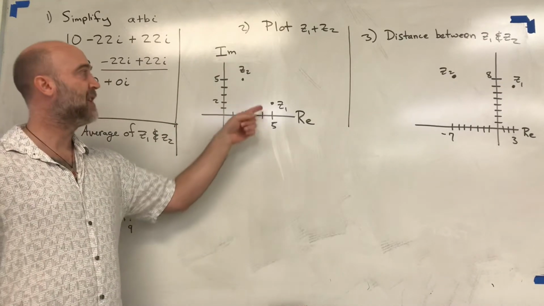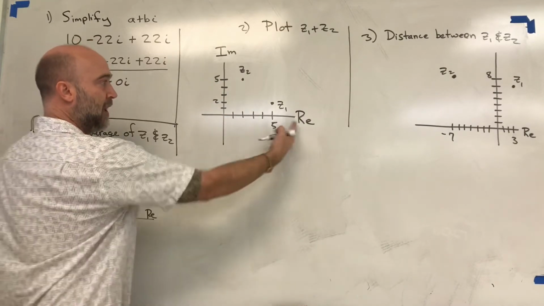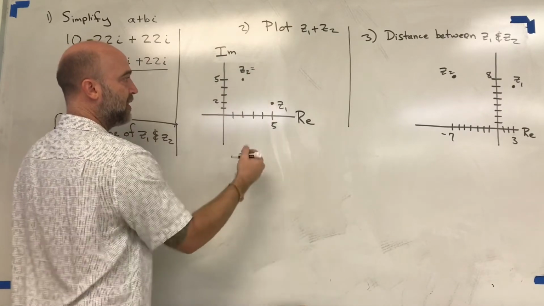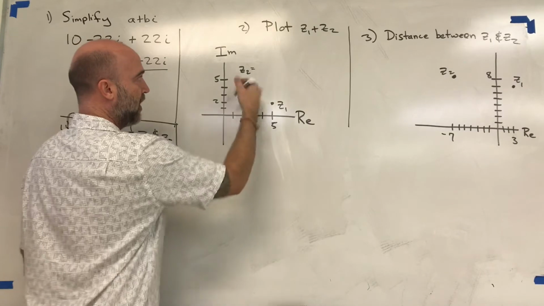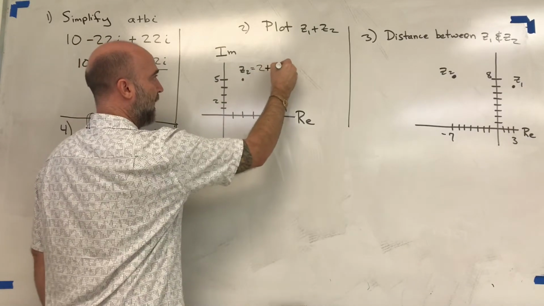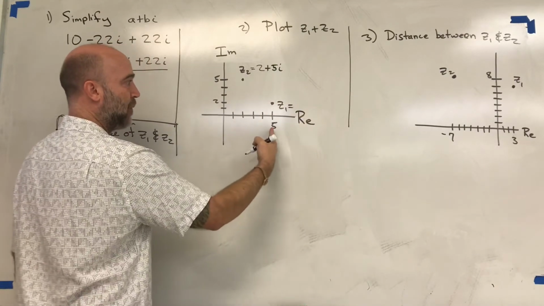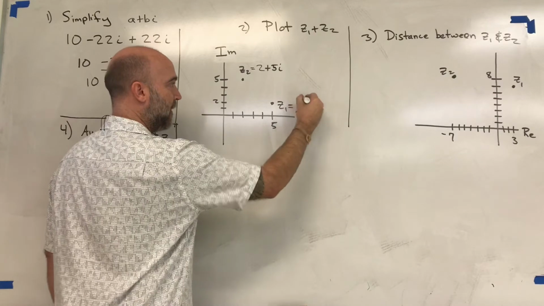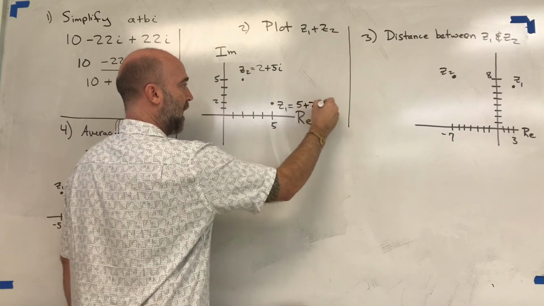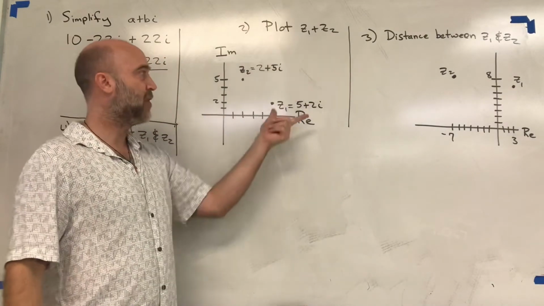Next one, we're asked to plot z1 plus z2. So we need to know what these points are first before we can plot them. So here's our reals, here's our imaginaries. So z2 is going to be, for the real part, it's 2. For the imaginary part, plus 5i. For z1, we have the real part is 5, and the imaginary part is 2i.